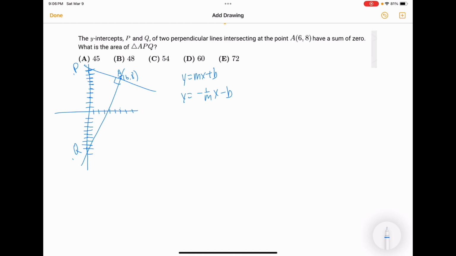So we see here that both of these lines contain the point A. And so we can plug the coordinates of point A into these two equations. That would give us these two equations. And we see here that we have b and negative b, so we can just add these two equations up, and it would cancel out b.